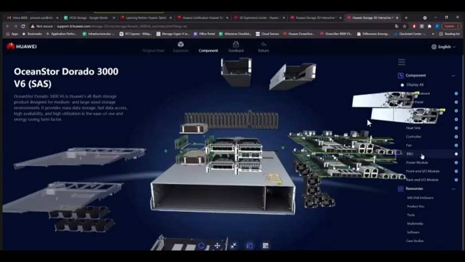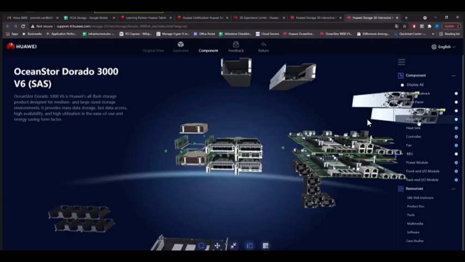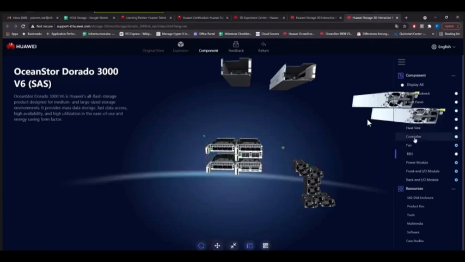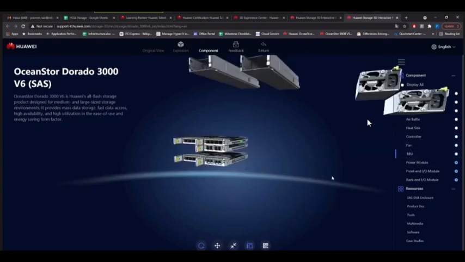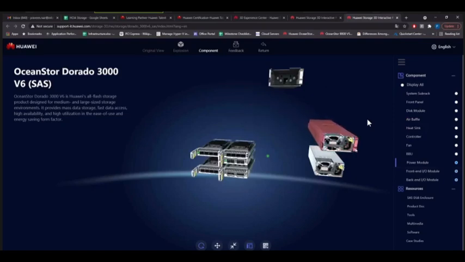So if you remove them, maybe we can remove whatever we saw. Remove the system subrack, front panel, disk module, air baffles, heatsinks, controllers themselves, then the fans. Now you're only left with the power module, the front end and back end IO port, and the casing for the power modules, right? So those are all the things you'll find in an integrated controller.